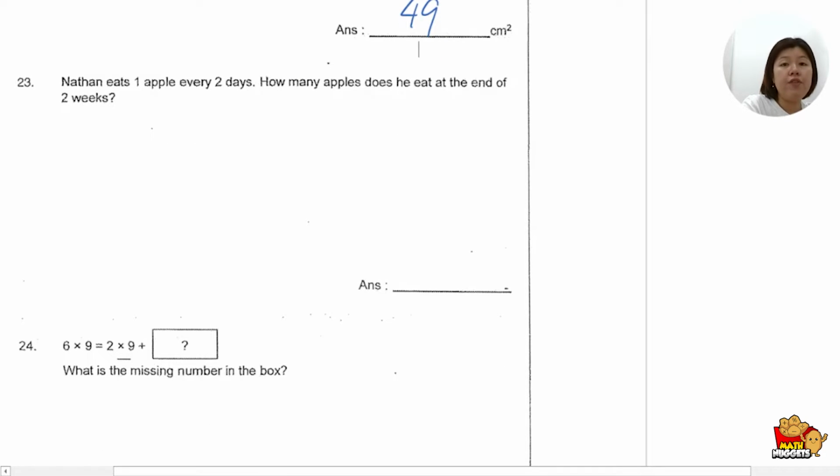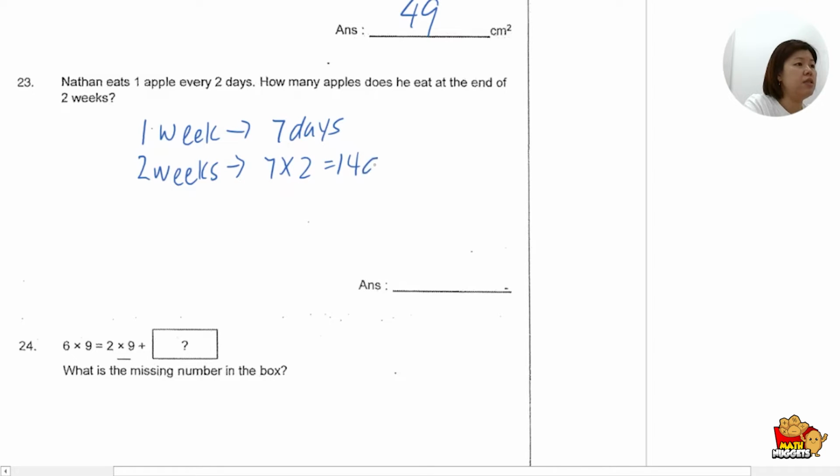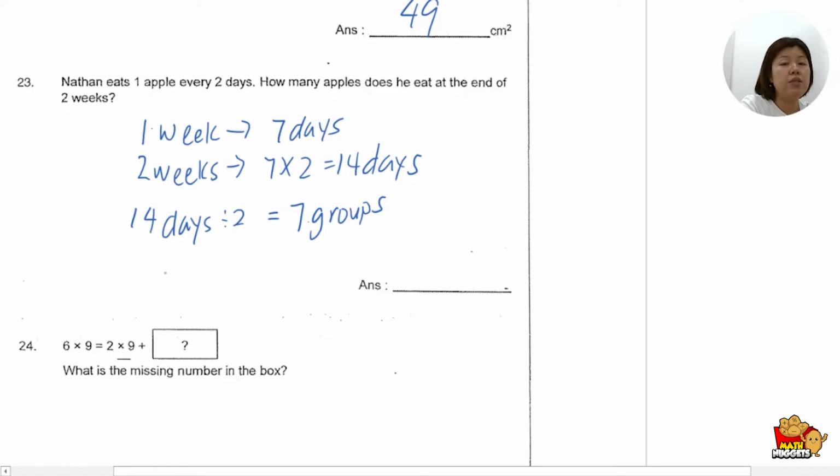Okay, next question. Nathan eats 1 apple every 2 days. So how many apples does he eat at the end of 2 weeks? So 1 week is actually 7 days. 2 weeks is 7 times 2 equals 14 days. And then every 2 days you have 1 apple. So in terms of grouping, we can find 14 days divided by 2 is equal to 7 groups. So every 2 days means 1 group is 1 apple. So 7 times 1 equals 7.